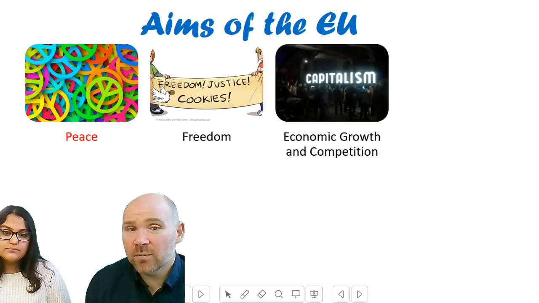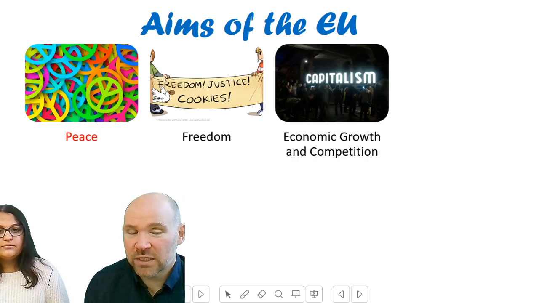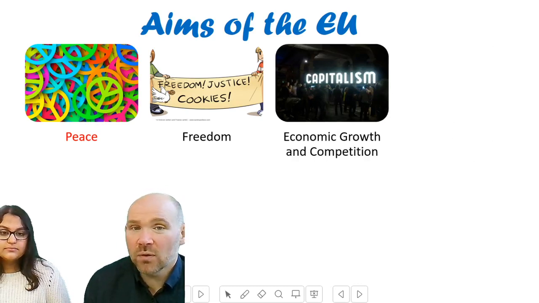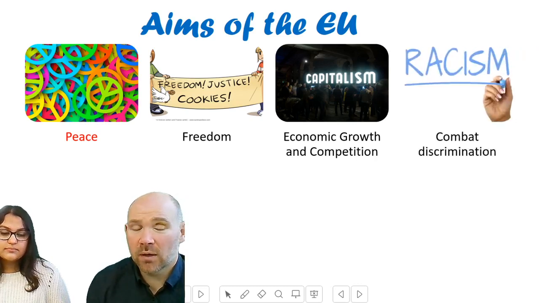The EU is very much a capitalist organisation. It's built on the idea of economic growth through competition. So it's not a socialist organisation or an organisation that's based around making everyone equal, but it's based around equal opportunity or equal access to a common market.